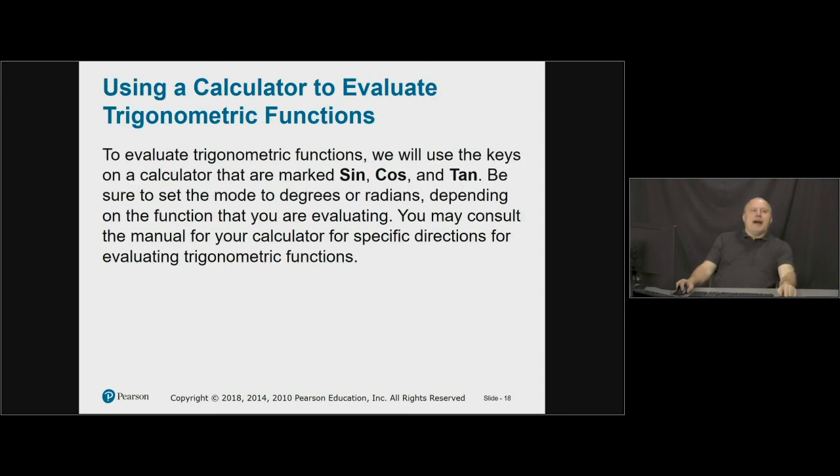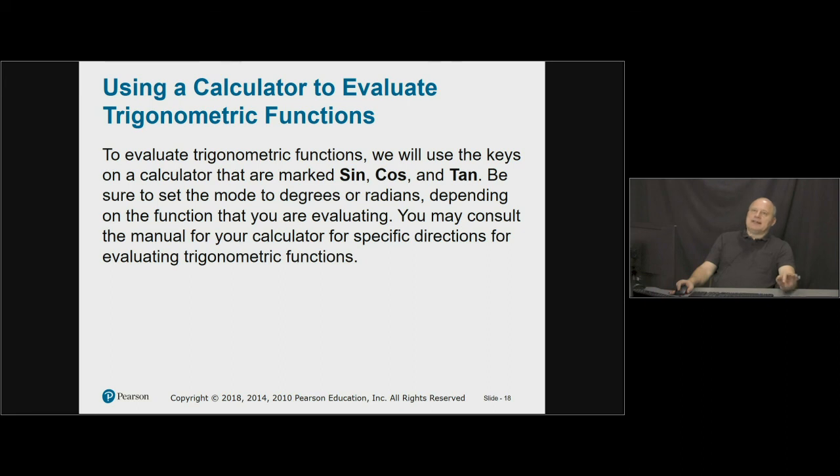Okay, finally, using a calculator to evaluate trig functions. To evaluate trig functions, we use the keys on a calculator that are marked sine, cosine, and tangent. Be sure to set the mode to degrees or radians depending on the function that you are evaluating. You may consult the manual on your calculator for specific directions for evaluating trig functions. So there's a couple of things that you got to be aware of when you're calculating a trig function on your calculator. You got to make sure you're in the correct mode.